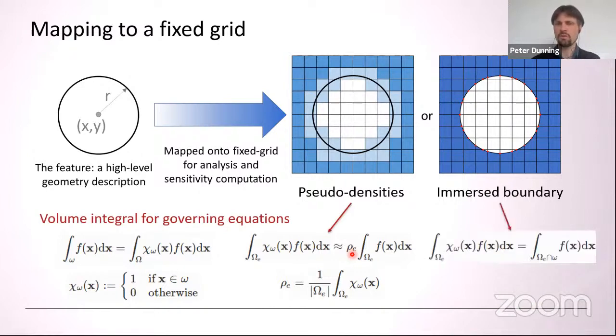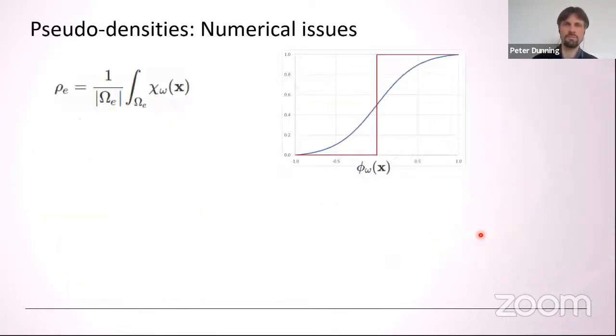For most boundary techniques, it's simply then just integrating over the part of the element that's inside the structure. So what are the numerical issues involved with these two different approaches? So let's start with pseudodensities.